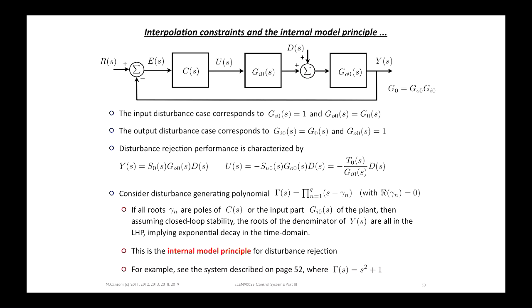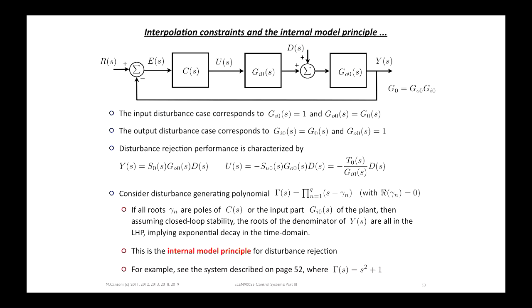In the case that the input is a disturbance to the plant rather than the reference, you have to be a little bit more careful. So this is a generic setup that corresponds to input disturbance when this is equal to 1 and this is equal to the plant transfer function, and it's equal to an output disturbance if this is 1 and that's the plant transfer function. So it's just a generalisation of the standard feedback interconnection that we've been looking at.